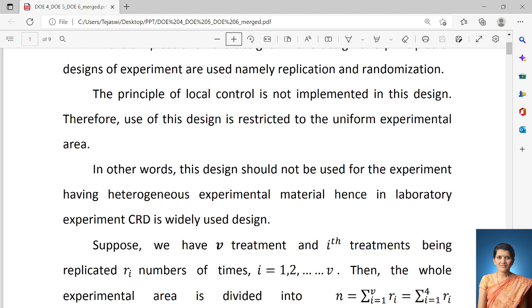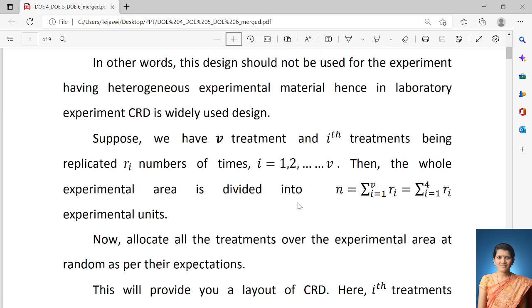Suppose we have v treatments and the ith treatment is replicated Ri times. Means if we have 5 treatments and each treatment is replicated a different number of times, with i equals 1 to v, then the whole experimental area N is the summation of Ri, i varies from 1 to v. For example, i from 1 to 4 with Ri, means each treatment is replicated 4 times.